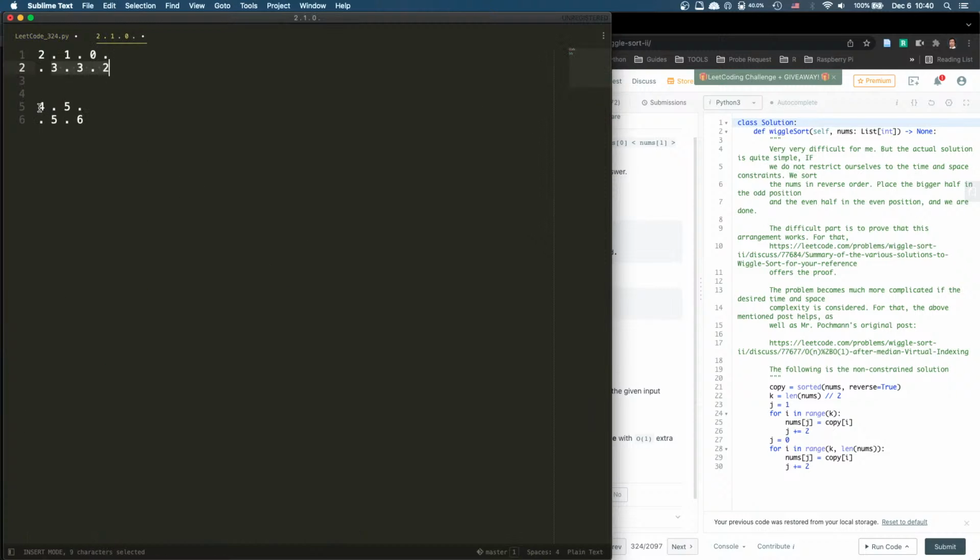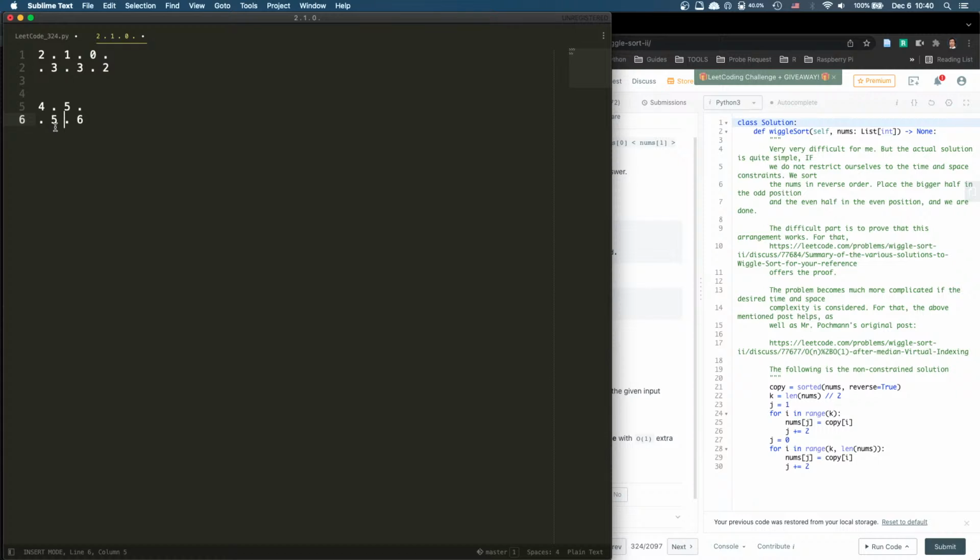But now we have this issue. We follow this exactly. We have 4, 5, 5, 6. We break it into two halves: 4, 5 is the smaller half, and 5, 6 is the larger half. But if we just intertwine these two without any change, then we have an issue because the two 5s are right next to each other. We cannot do that. So why is that?